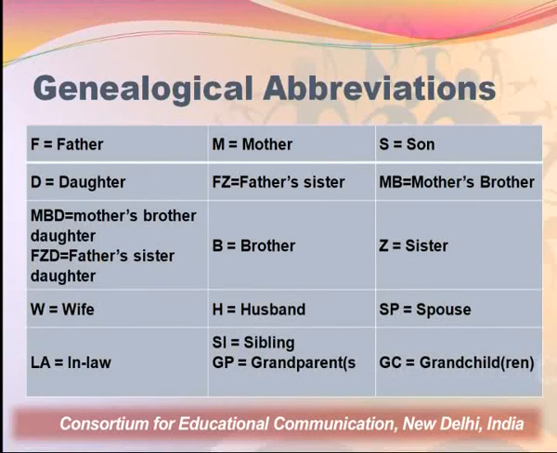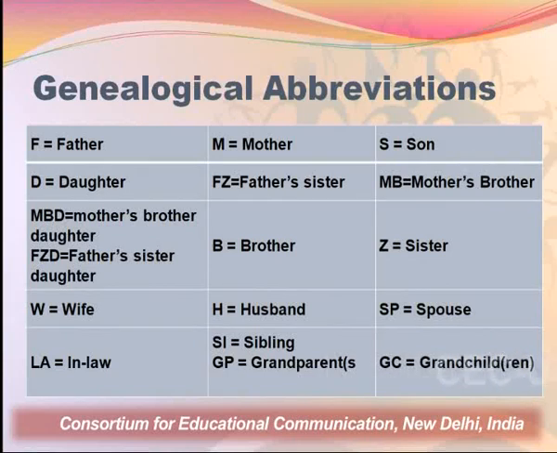Similarly, there are other abbreviations: W for wife, H for husband, SP for spouse. But the latter ones are of less significance. The most significant are the first ones. So we have sibling, GP for grandparents, and GC for grandchildren.